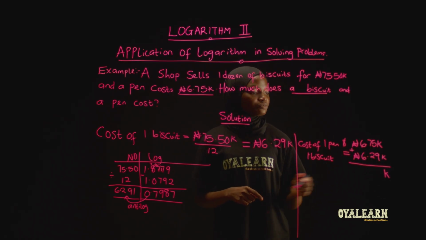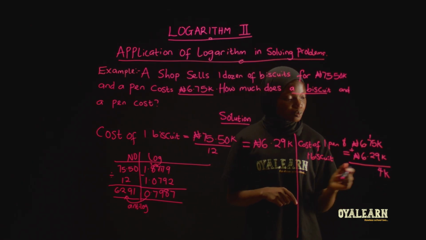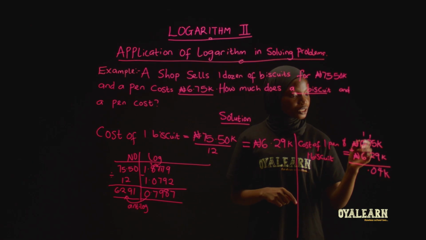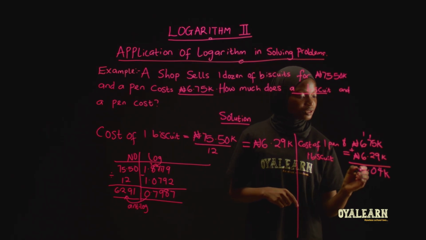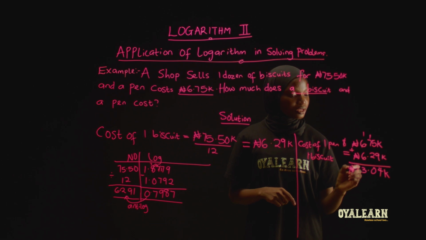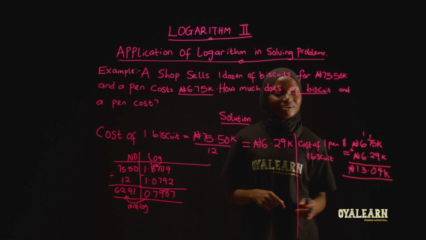9 plus 5, that's 14. 4. We take 1 to this side. 7 plus 1, 8 plus 2, 10. 0. We take 1. 1 plus 6, 7. Plus 6, 13. So we have 13 naira. So that means the cost of 1 biscuit and 1 pen is 13 naira 4 kobo.